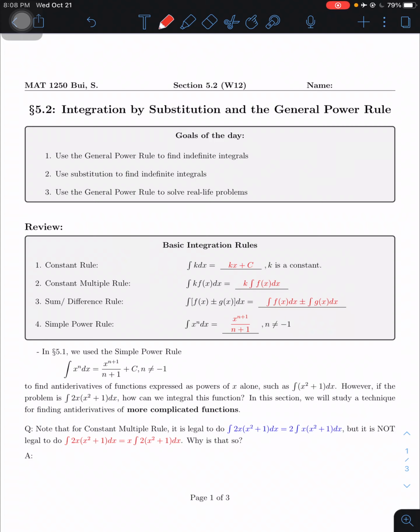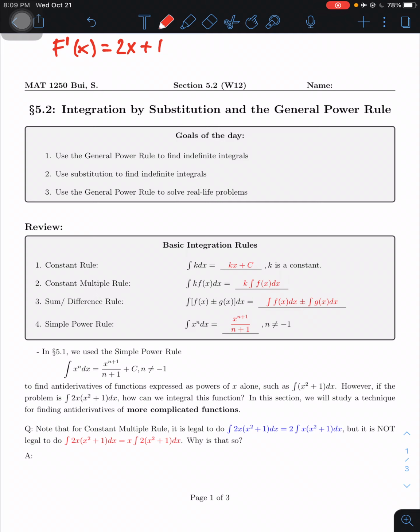Hey guys, last time in 5.1 we talked about the antiderivative of some functions and indefinite integrals, right? So for example, if I give you something like big F prime of x equals, I don't know, 2x plus 1, and I ask you to find the big F function, how do you do it?